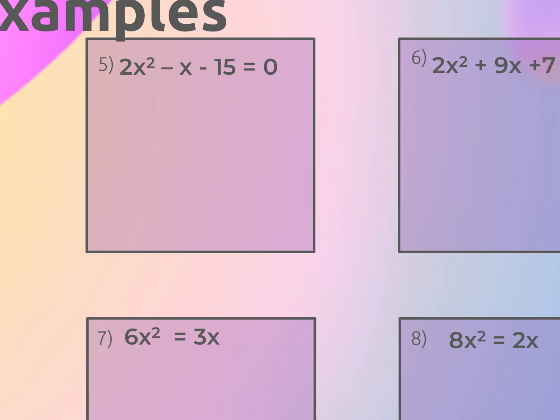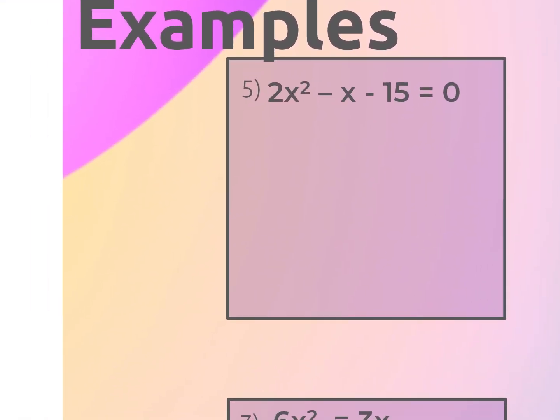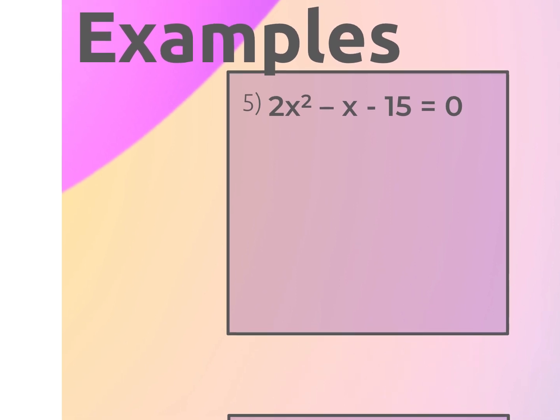Okay, so for number 5, this is a more challenging trinomial. You could still do guess and test if you choose, but I'm going to go ahead and do the factor by grouping. So I'm going to multiply the first term times the last term. So I'm looking for two numbers that will multiply to give me -30, but who will add to give me the -1 in the middle. Whenever I see that middle term is a 1 or a -1, that's a clue that my factors are going to be consecutive, side by side.